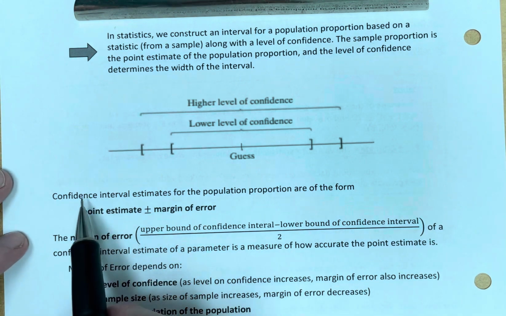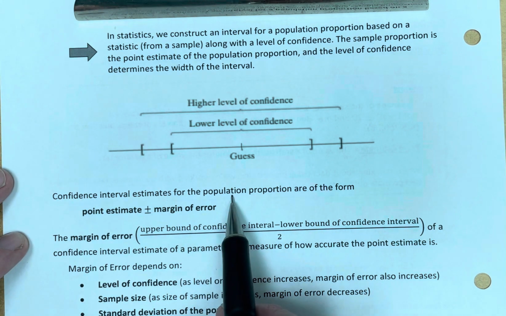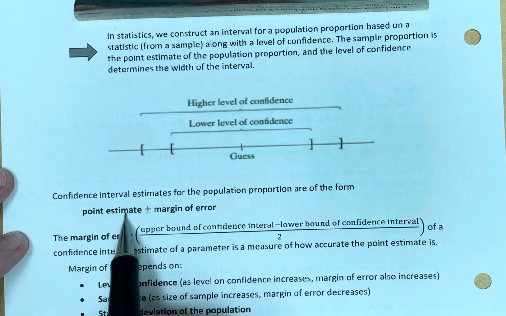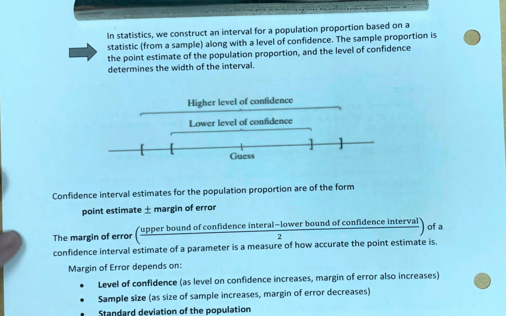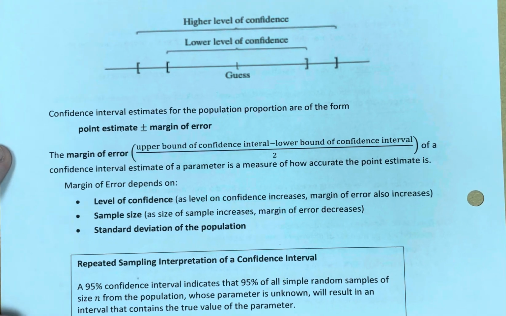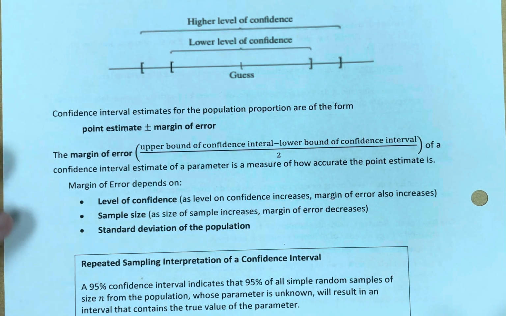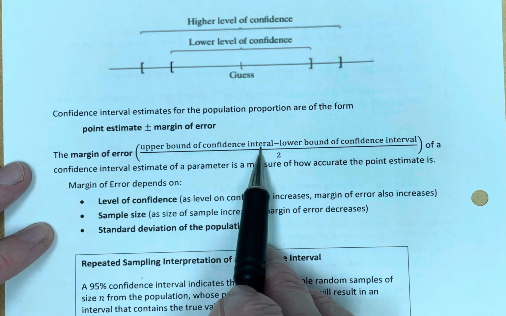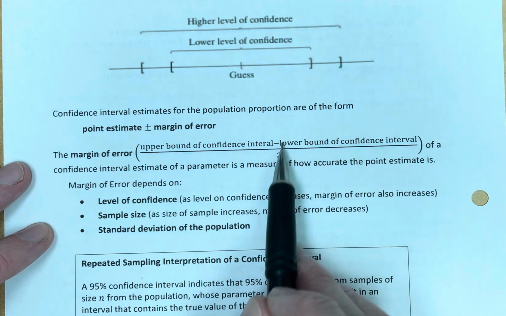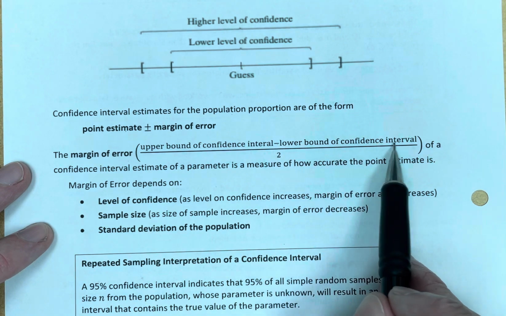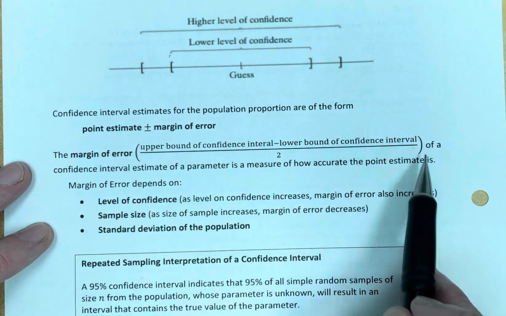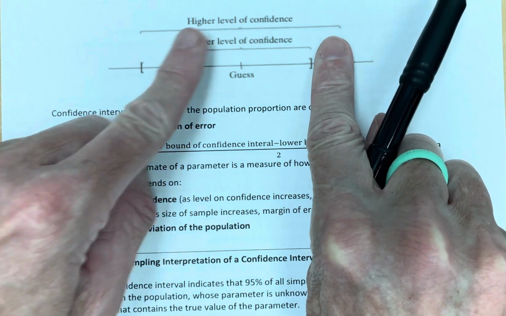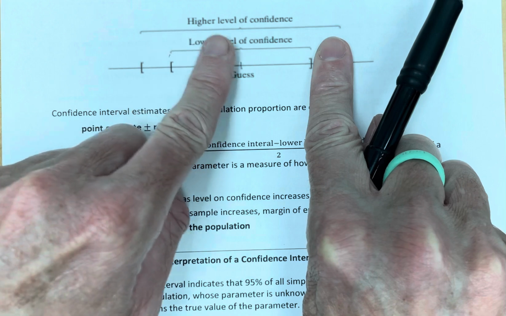Okay? Confidence interval estimates for a population proportion are of the form, the point estimate plus or minus the margin of error. All right, well, that introduced another term for us. What is margin of error? The margin of error is the upper bound of the confidence interval, up here, minus the lower bound of the confidence interval, down here, divided by 2. So it's half of the width.